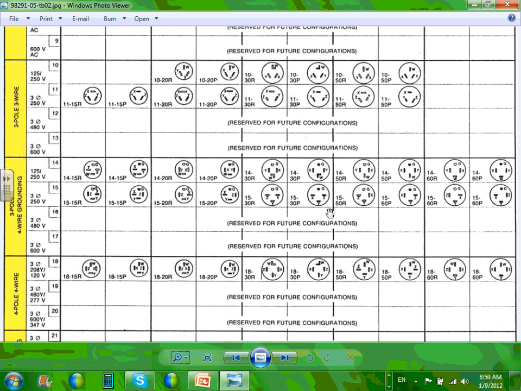So we tend to hardwire them because it's probably cheaper and easier. You don't want people to unplug them too. I haven't seen a lot of 3-phase 60 amp loads plugged in. Yeah, it'd be interesting to see.